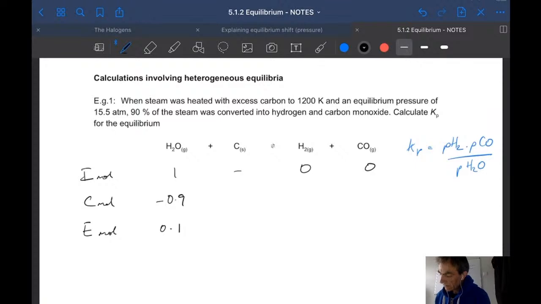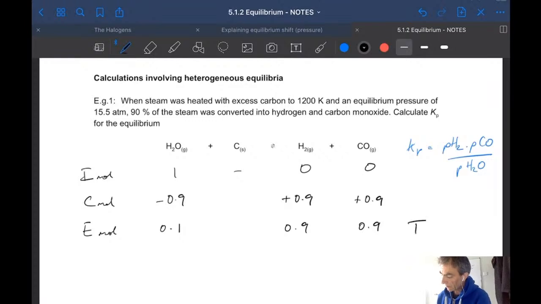Now we'll factor in the mole ratio. For every mole of steam, a mole of hydrogen is produced, so that's going to go up by 0.9, and that's going to go up by 0.9. It's all 1 to 1. Therefore at equilibrium you've got 0.9 of that and 0.9 of that. You should always do this at your equilibrium moles: total moles is 1.9.